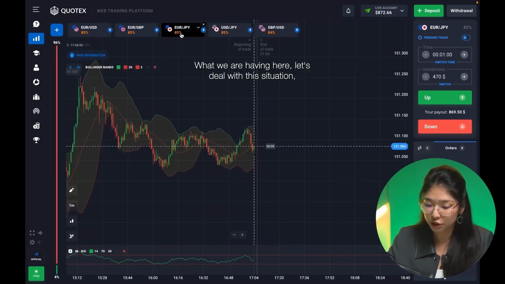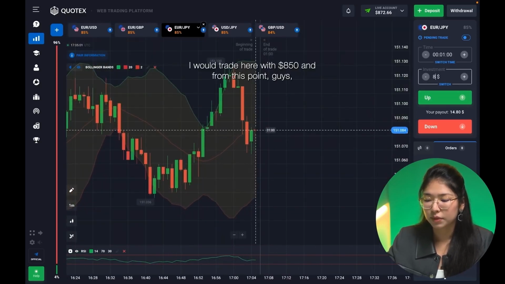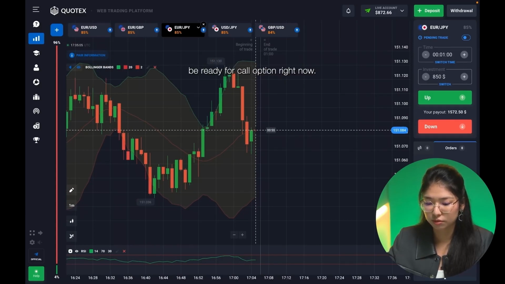So let's deal with this situation, especially when I see this green candle over there. And I will trade here with $850, and from this point, guys, be ready for call option right now.